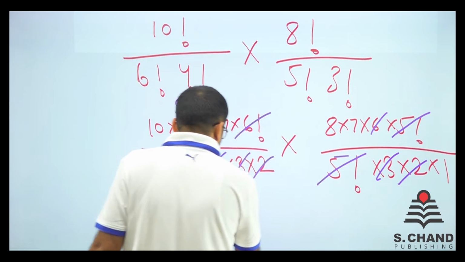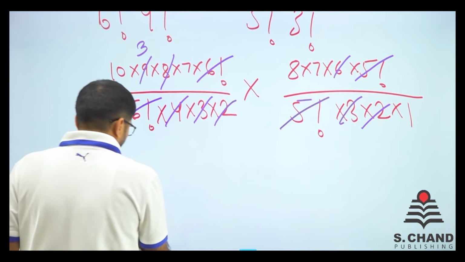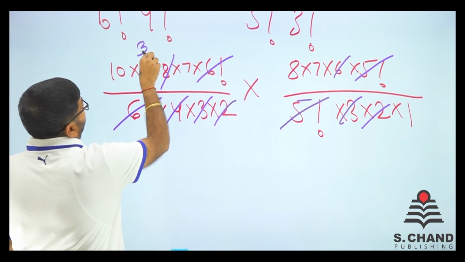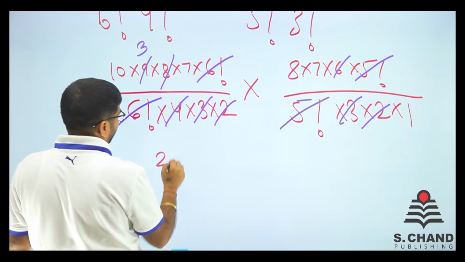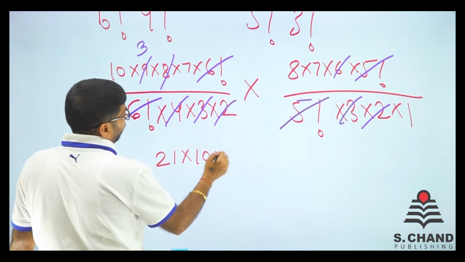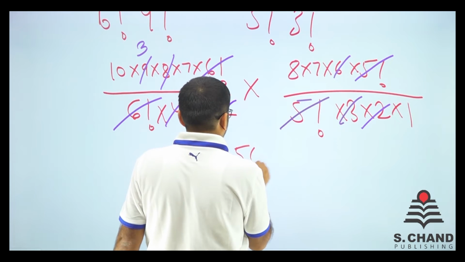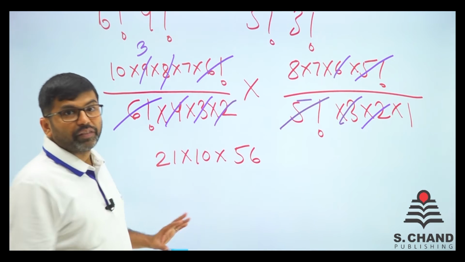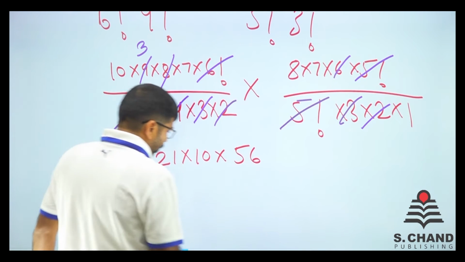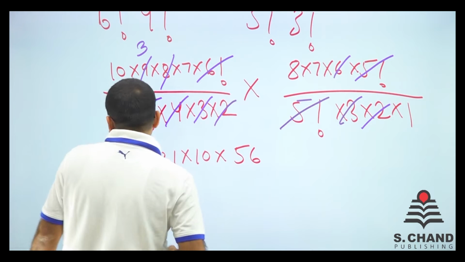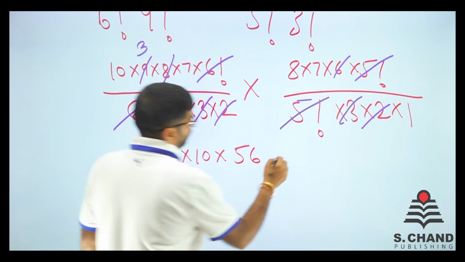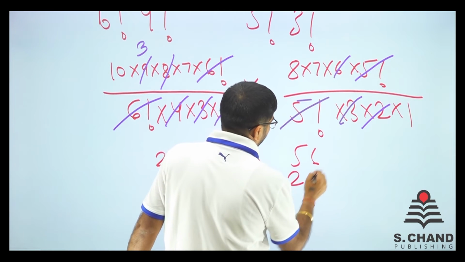So what is remaining now with us? Here we have 7 into 3, 21, into 10, into 8 into 7, 56. That is the final answer if we have. So what we'll do is 56 into 21.